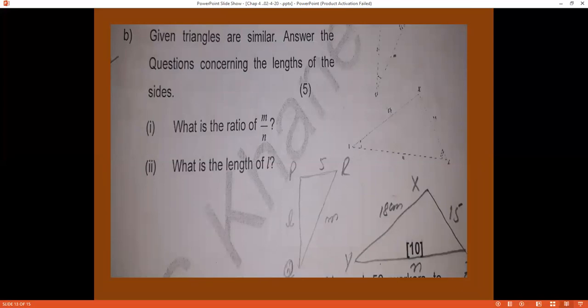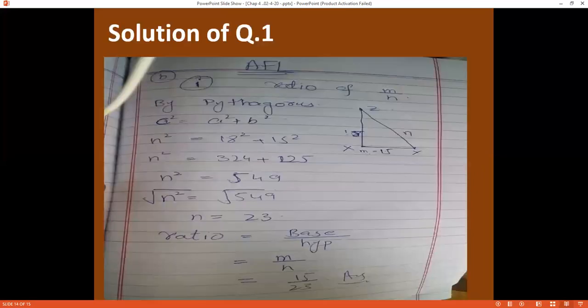This is a question from your final term paper: given triangles are similar, answer this question concerning the lengths of the sides. I have made the solution to clear your concept. I hope you'll understand. Let's move to the solution. I have drawn one triangle here. Look at the triangle. Here we have the value m equal to 15, and here 18, and n is unknown to us. We have to find the unknown, and we also have to find m over n, which is the ratio.